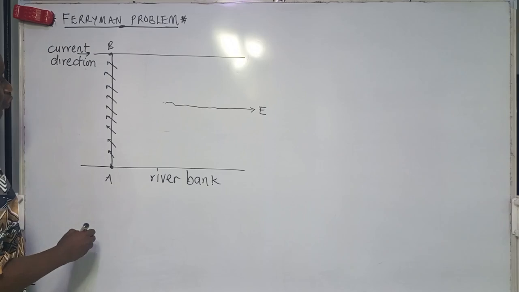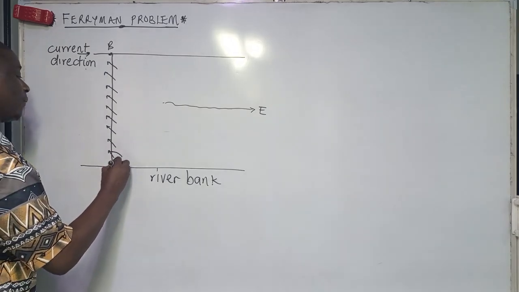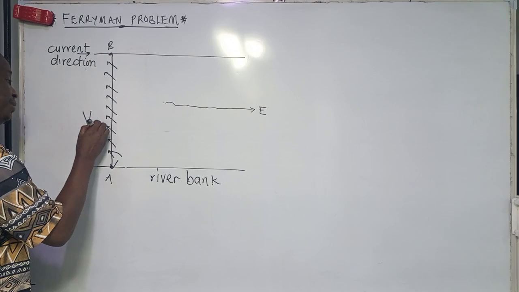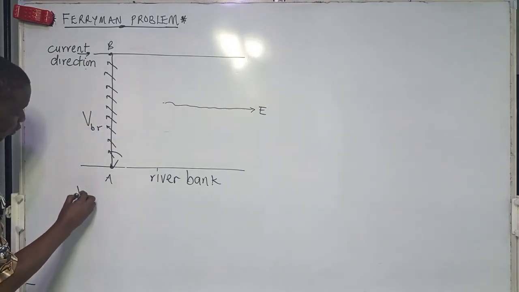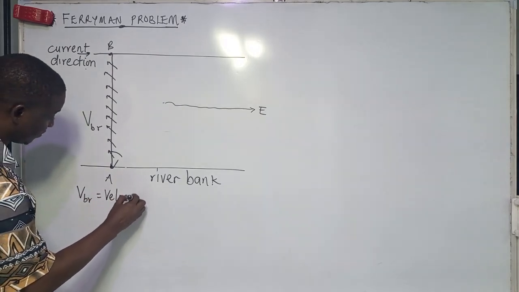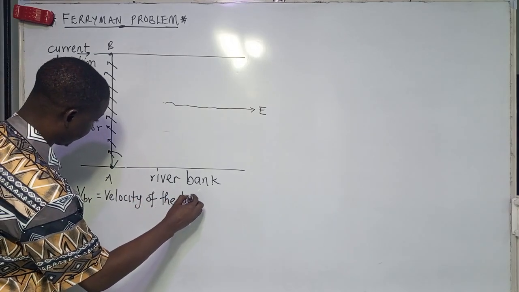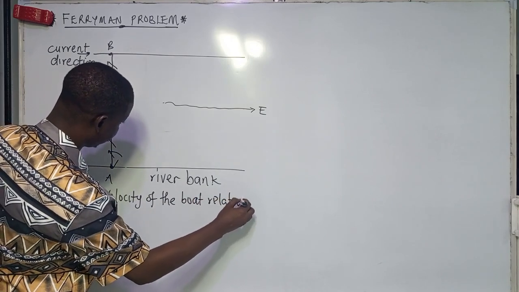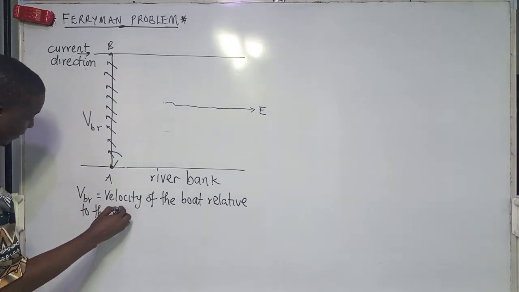Now, we notice that it will swim this way at this angle. This one is what we call the VBR. What is VBR? VBR means the velocity of the boat relative to the river.